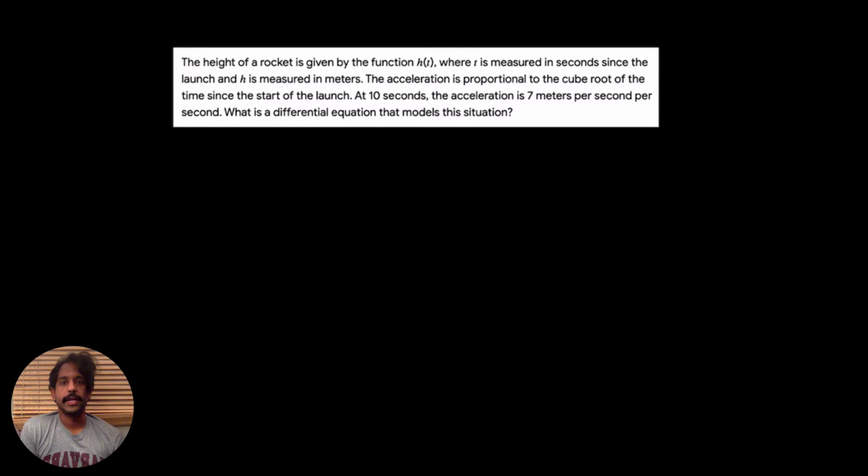The height of a rocket is given by the function h of t, where t is measured in seconds since the launch and h is measured in meters. The acceleration is proportional to the cube root of the time since the start of the launch. At 10 seconds, the acceleration is 7 meters per second per second. What is a differential equation that models this situation?